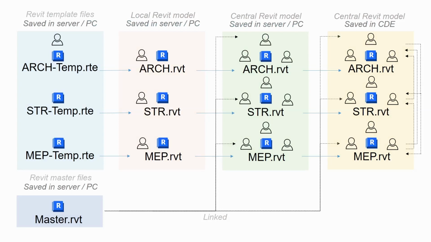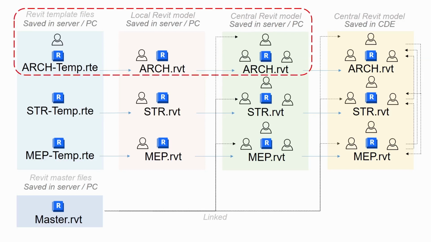Basically, there are 4 major steps. You will have a Revit template file for each discipline with the RTE file extension. You need to save them as a Revit file as a local. Then you will have them saved as a central model. Finally, publish them into a common data environment if you are working, sharing and managing information in a BIM field. I don't explain every correlation here, but today we focus just on this red part.